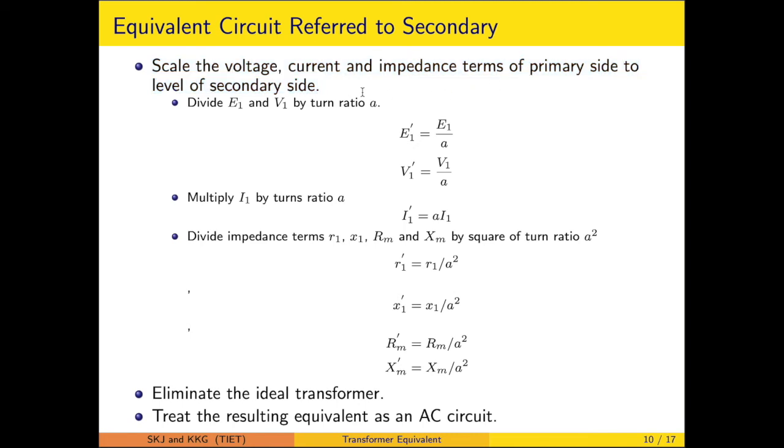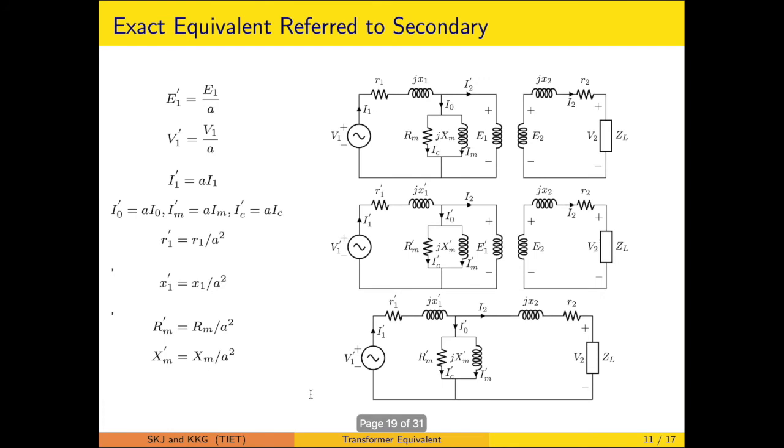Previously we have already defined the turns ratio A as N1 by N2. So what we have to do, instead of multiplying, is divide E1 and V1 by the turns ratio, and correspondingly multiply I1 by the turns ratio. Divide the impedance terms by the square of the turns ratio, and through these steps the new values are obtained. And as mentioned, the ideal transformer will be eliminated and the resulting circuit will be treated as an AC equivalent.